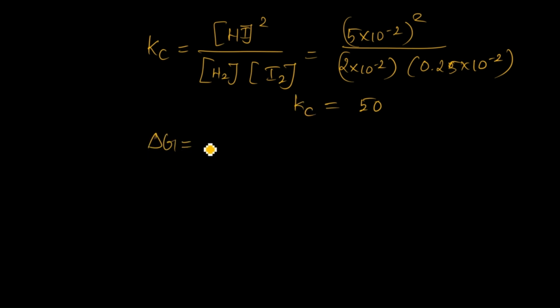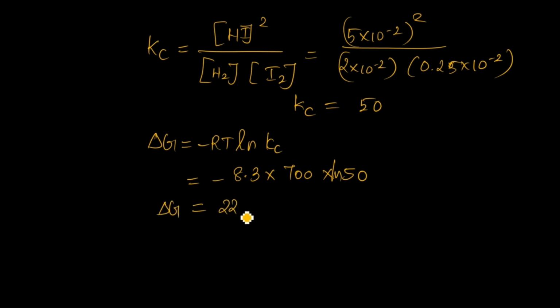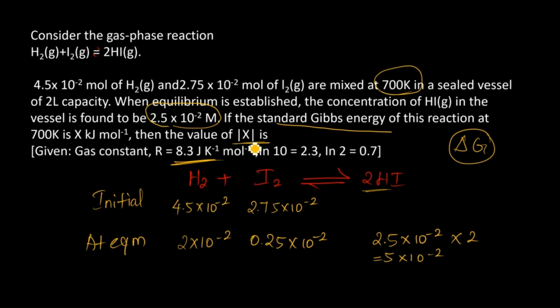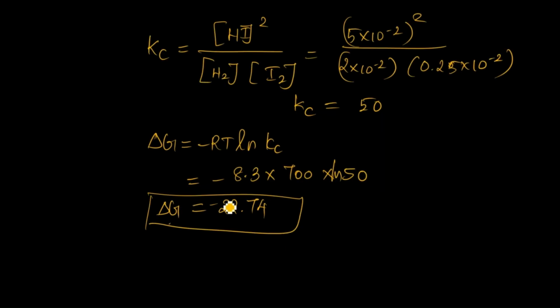So delta G is equal to minus RT ln Kc, where the R value is given as 8.3. Cool. So 8.3 into temperature 700 Kelvin, Kc value 50. So I'm getting ln 50, okay, ln 50 this is. Cool. So upon solving this, I end up with 22.74. Okay. So 21 to 24 is the range. This is the answer to this question. They are asking for the modulus only, so we need not worry about the sign. So 22.74 is your answer.